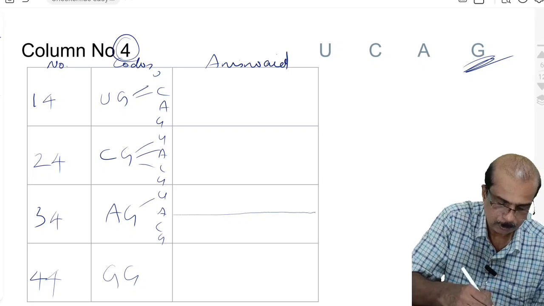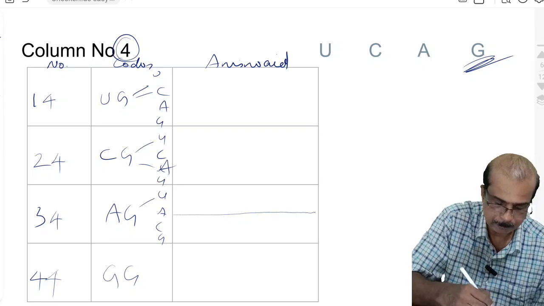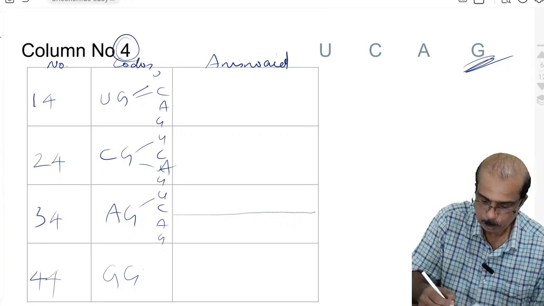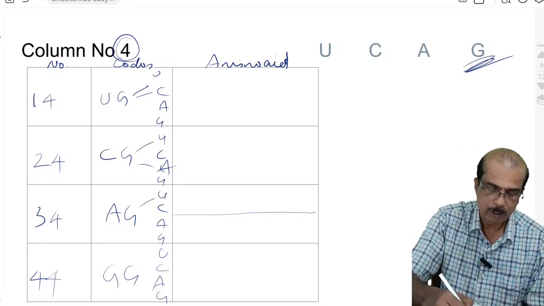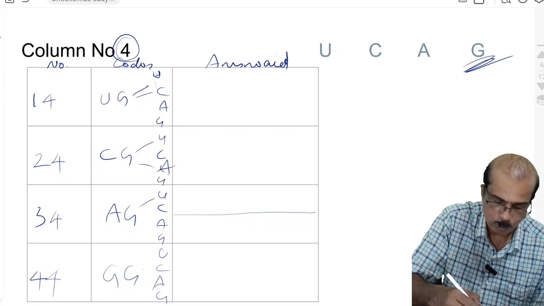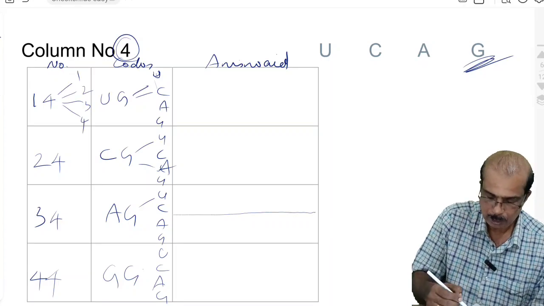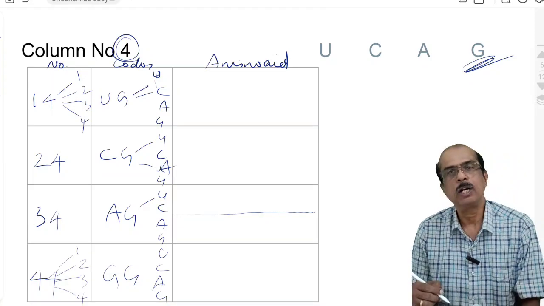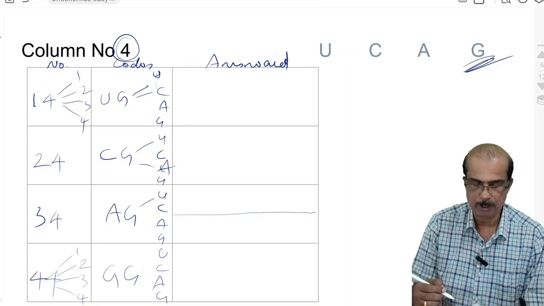The order is UCAG. Fourth, the third nitrogen base is in the order UCAG. Here the numbers are 141, 142, 143, 144. Here 441, 442, 443 and 444. These are numbers. You have to fill up all the numbers.